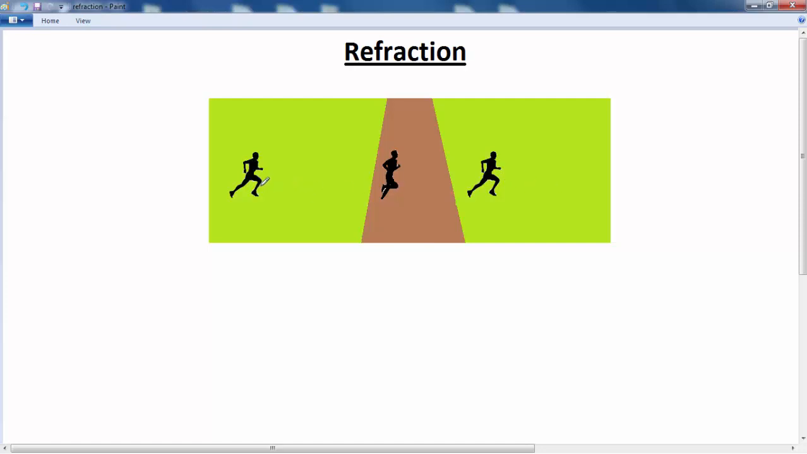So what's happening is he's changing medium. He's going from the hard field to the soft mud, slows down, back to the hard field again, and speeds up. Now, exactly the same thing happens with a beam of light when it changes from one medium to another.